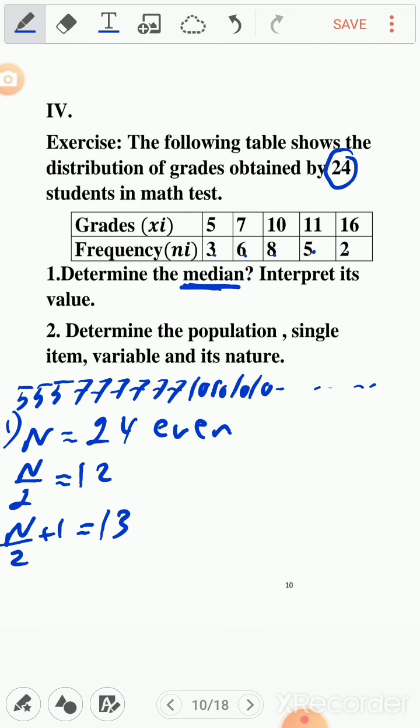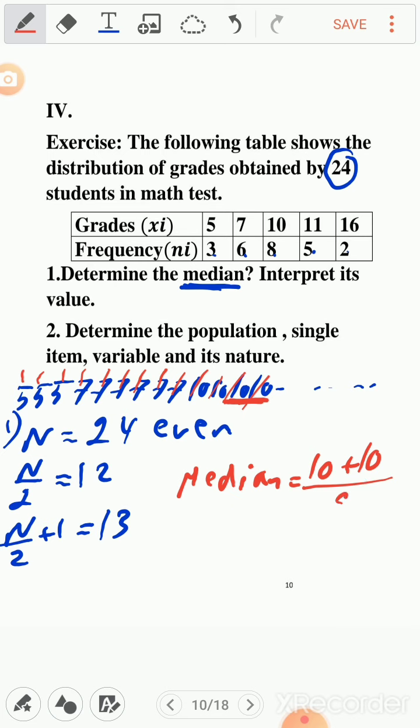So look here, 1 2 3 4 5 6 7 8 9 10 11 12 13. So the 12th and 13th values are 10 and 10. So the median is equal to 10 plus 10 over 2, which is 20 over 2, which is equal to 10. This is the median. Interpret its value.